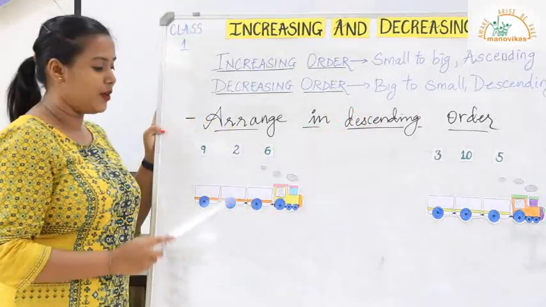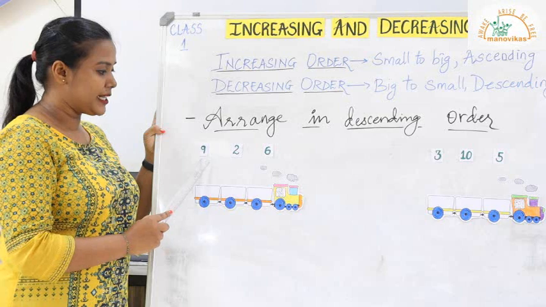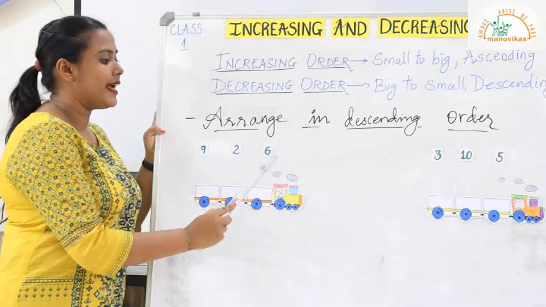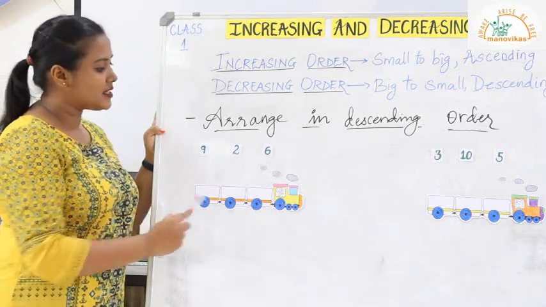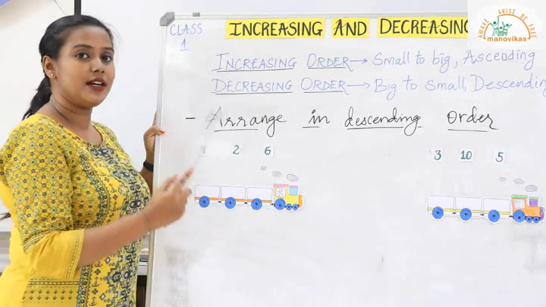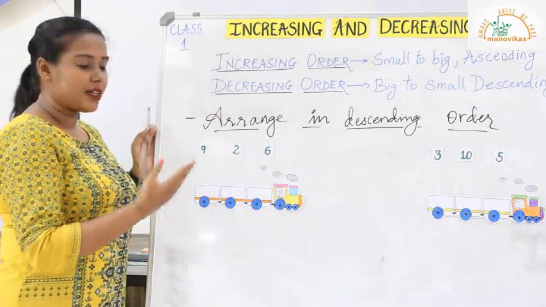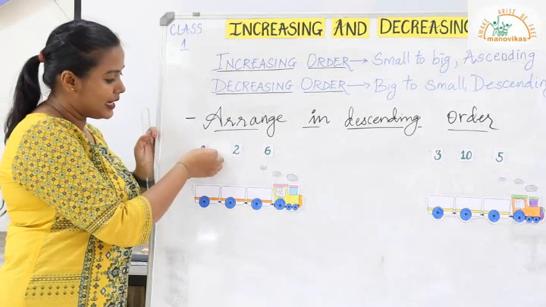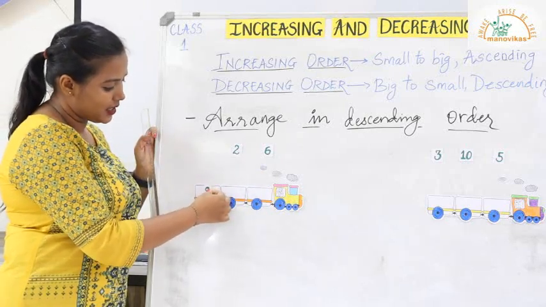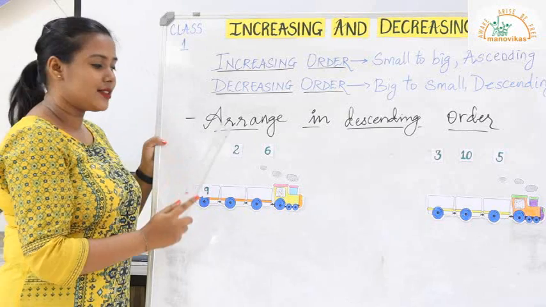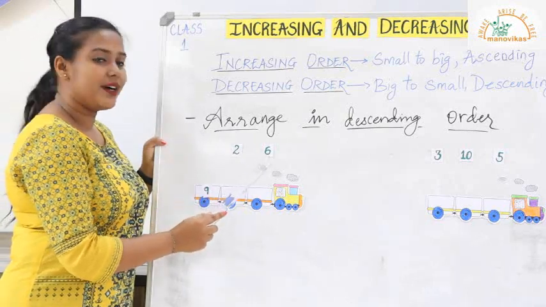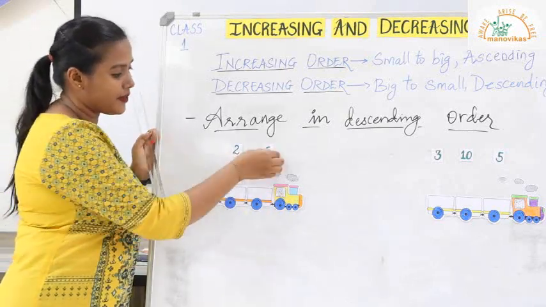In the first example we have three numbers, number 9, 2 and number 6. So among these three numbers we have to find out which is the bigger number. The first number, that is the bigger number over here, is number 9. So we place it here. The next number will be number 6.